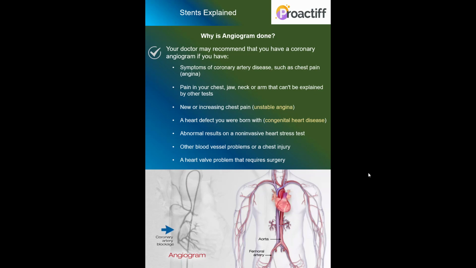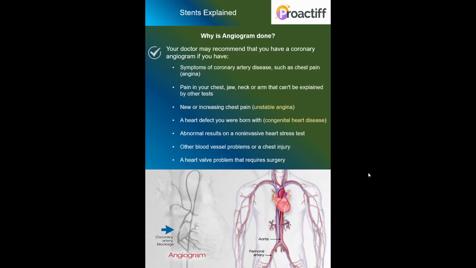Why is an angiogram done? Your doctor may recommend a coronary angiogram if you have the symptoms of coronary artery disease such as chest pain, angina. Number two, if you have pain in your chest, jaw, neck, or arm that can't be explained by other tests. Third, you have new or increasing chest pain. Basically, it's an unstable angina condition. Fourthly, you have a heart defect from when you were born. This is congenital heart disease.